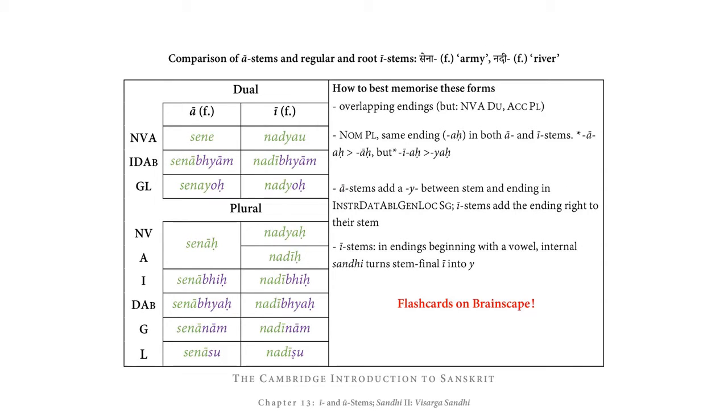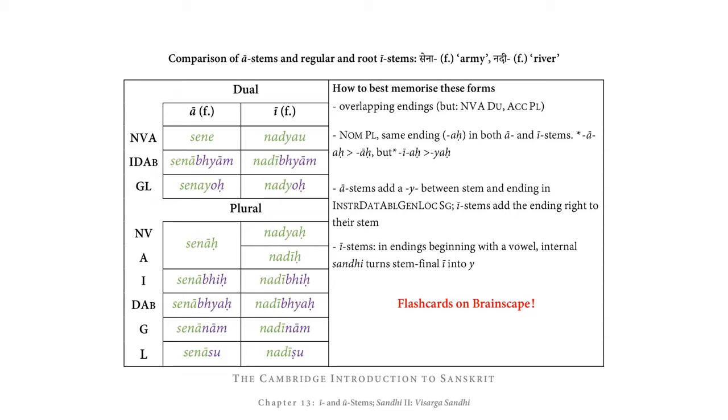These parallels continue in the dual and plural. In the nominative vocative accusative dual, we actually have different forms, namely Sene for the long A stems and Nadyau for the long I stems. But the au might remind you of the form that we find in the masculine short A stems, namely narau, same ending, au. In the instrumental dative ablative, then we have a complete parallel, namely you take the stem, Sena or Nadi, and you add bhyam.